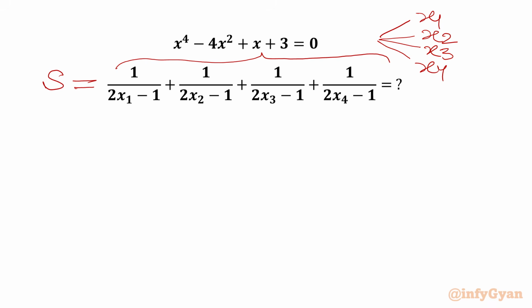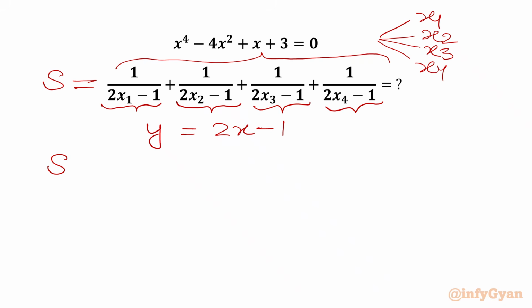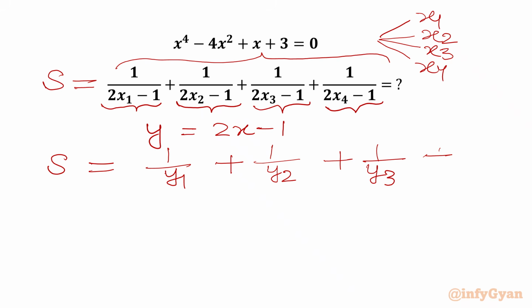Now I will use one consideration. Let us say the general form of our denominator in the sum is 2x minus 1. This we will consider y. So I can write the denominators as y1, y2, y3, y4. So I can write sum S equal to 1 over y1 plus 1 over y2 plus 1 over y3 plus 1 over y4.